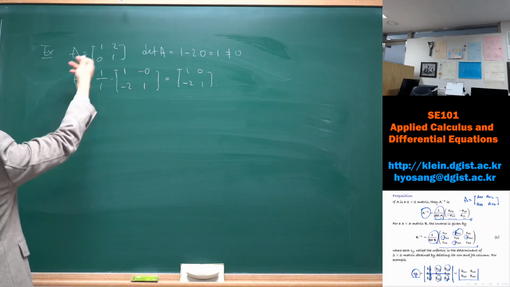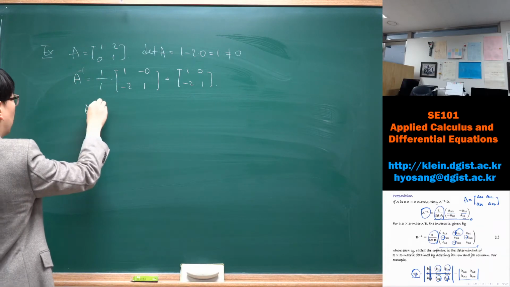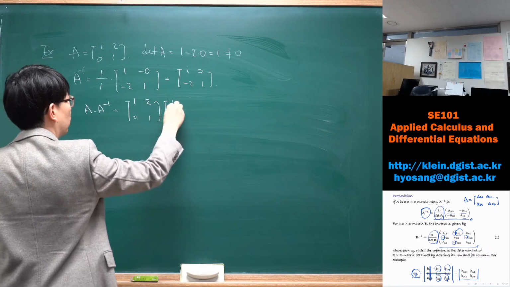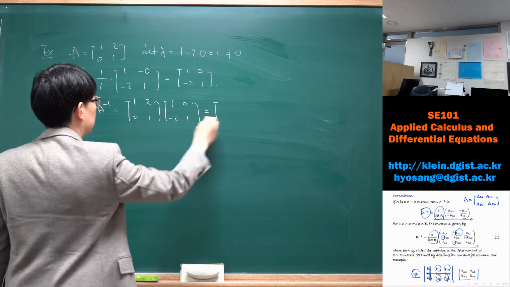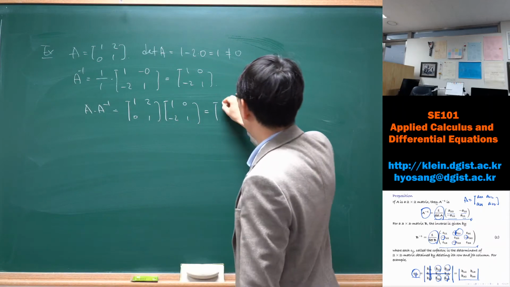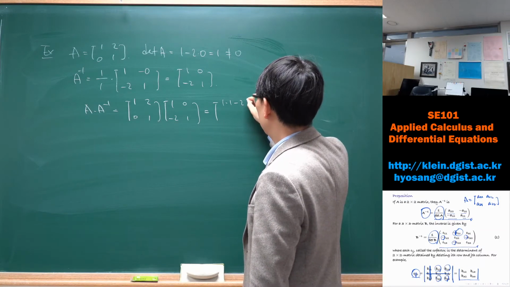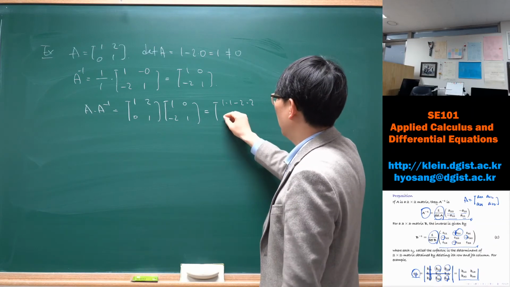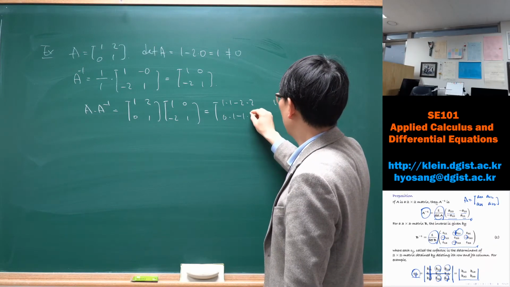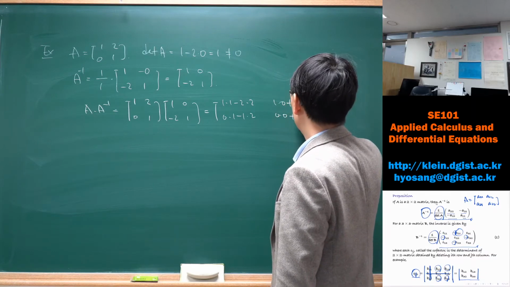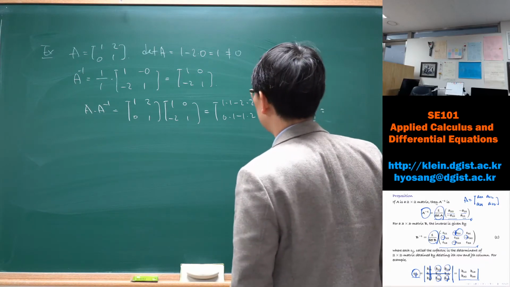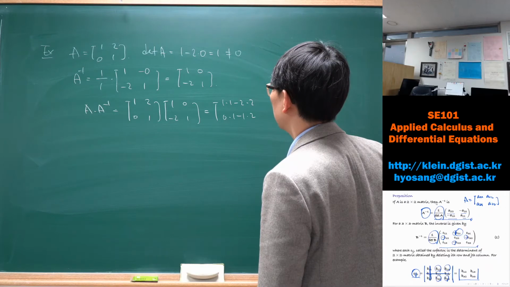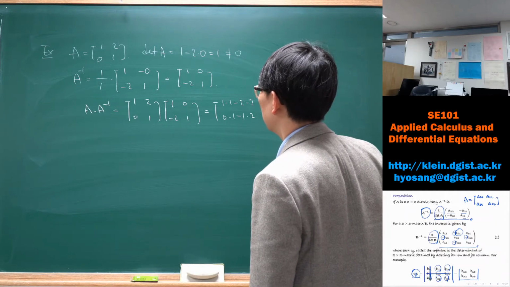Now let's check whether this is actually an inverse. Let's take the multiplication here: 1, 2, 0, 1 and 1, 0, minus 2, 1. This entry is 1 times 1 minus 2 times 2, and this one is 1 times 0 plus 2 times 1, and 0 times 1 plus 1 times minus 2, 0 times 0 plus 1 times 1. That's something weird, right?